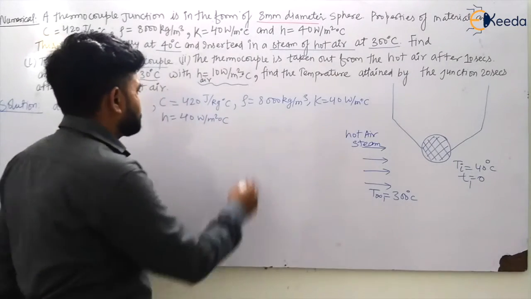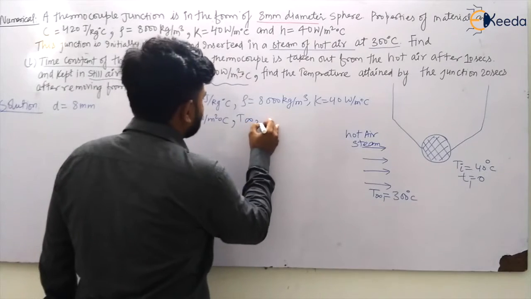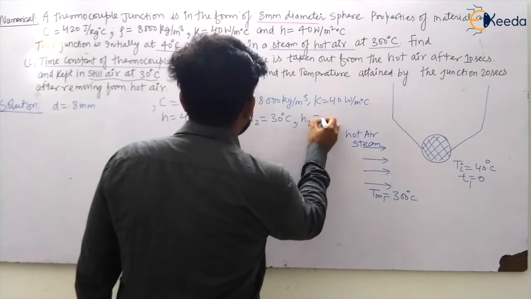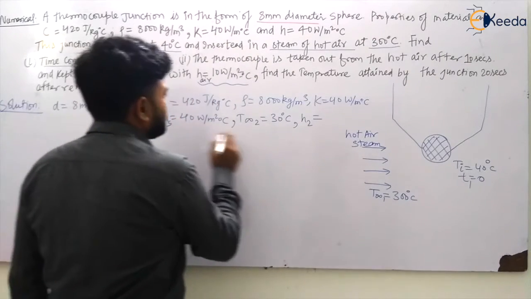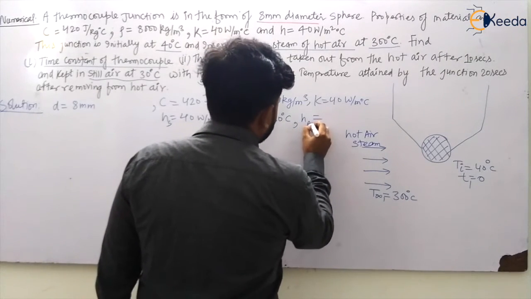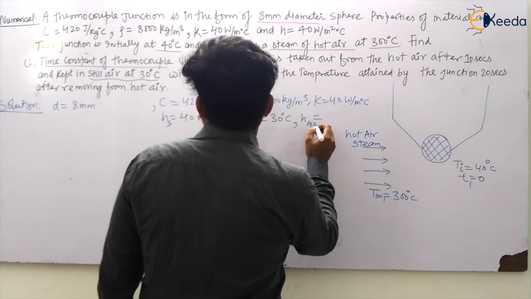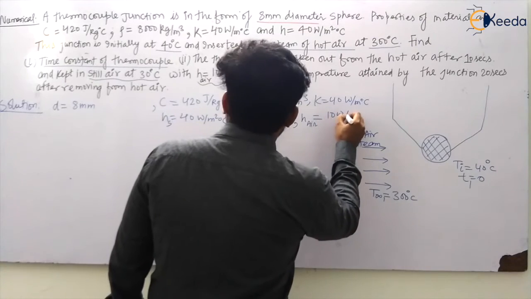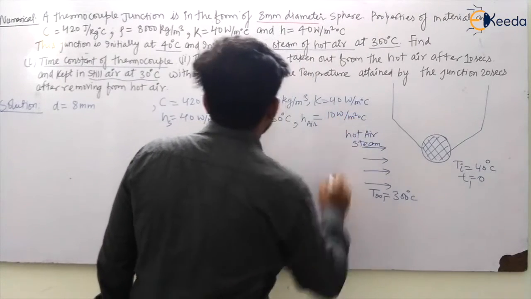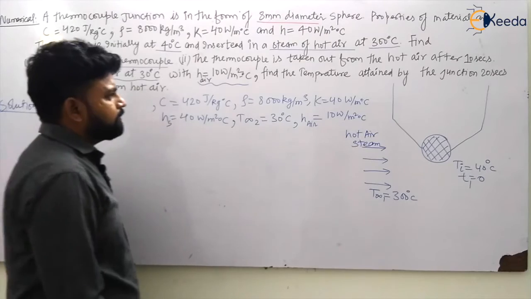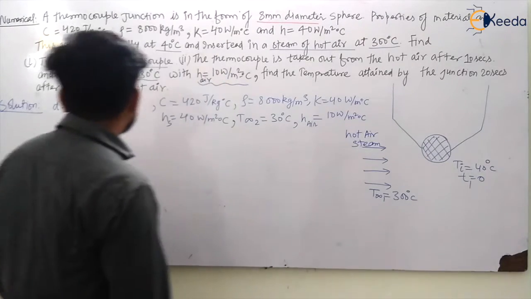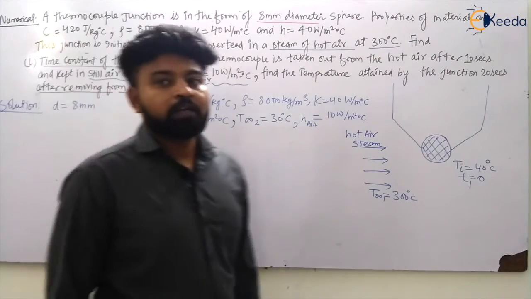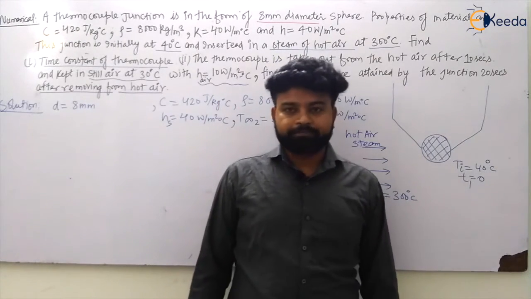In the second case, let us take T infinity 2 to be 30 degrees Celsius, and h2, the heat transfer coefficient, let us take it as h air, they have given as 10 watt per meter square degree Celsius, my dear students. Then find the temperature attained by the junction 20 seconds after removing from hot air.